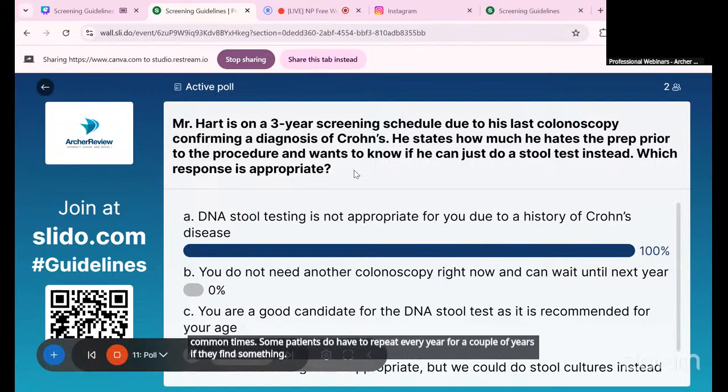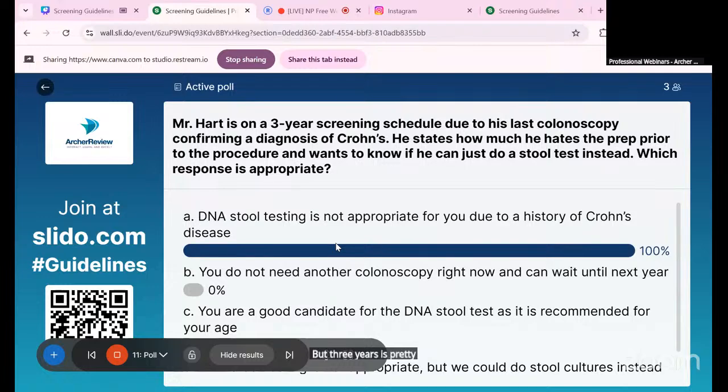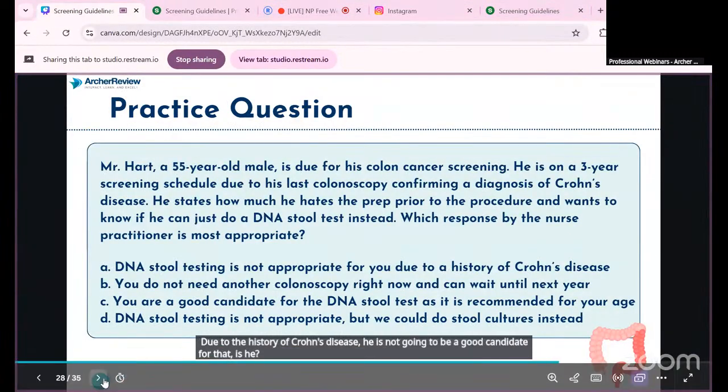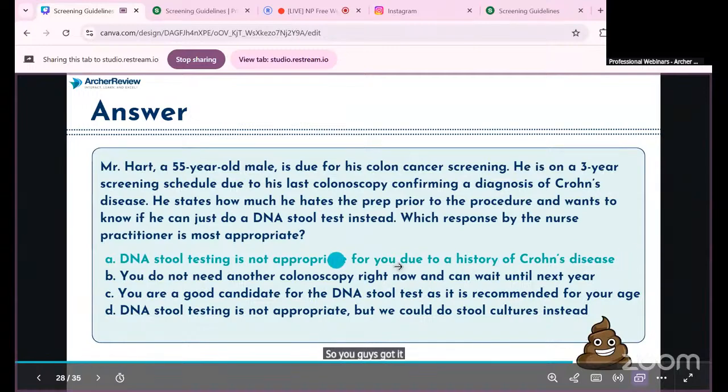But 3 years is pretty standard for something like Crohn's. And that's right. Due to the history of Crohn's disease, he is not going to be a good candidate for that, is he? So you guys got it. Absolutely. He needs to go ahead and do that colonoscopy, unfortunately.